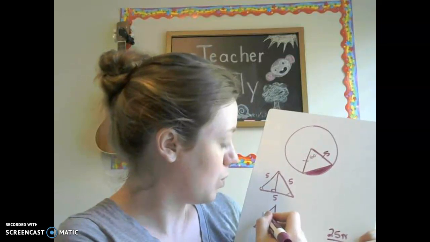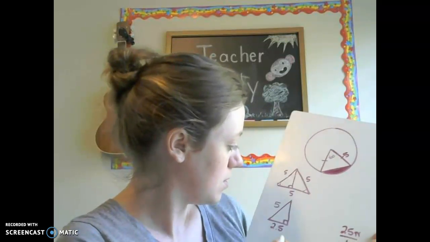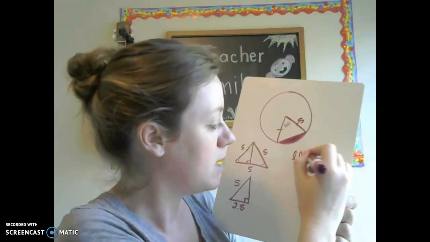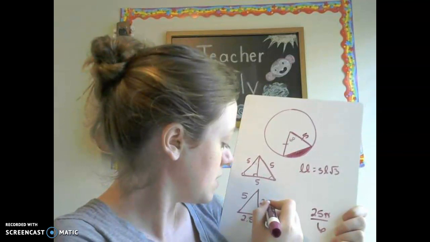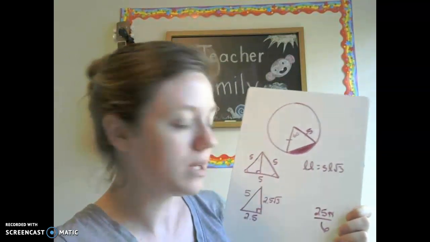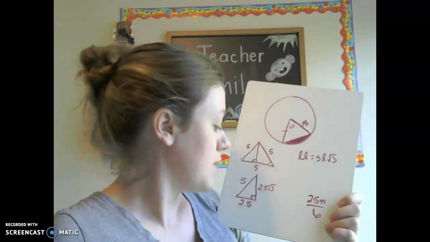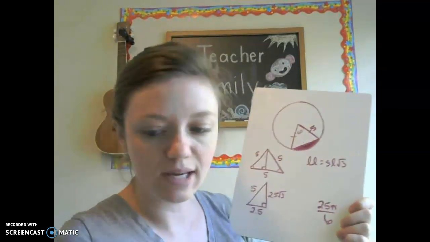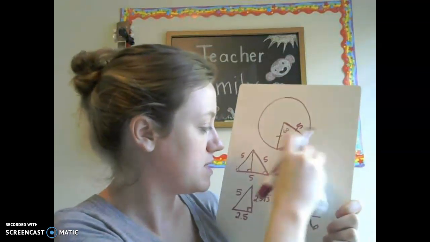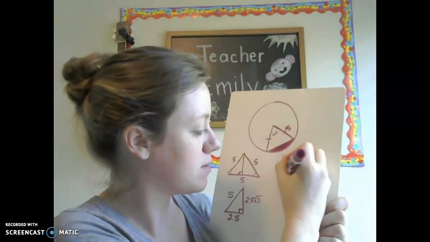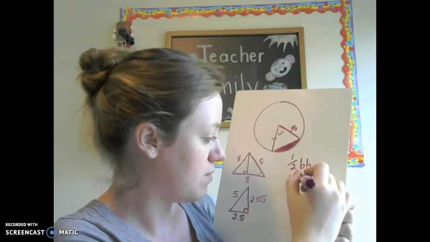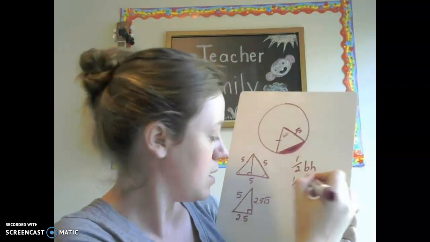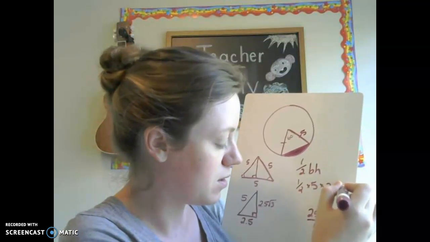And we know the hypotenuse is 5. So we need to find the long leg. If you remember, the long leg equals the short leg times the square root of 3. So 2.5 times the square root of 3 is the height. Now to find the area of a triangle, we need to take 1/2 the base times height. So 1/2 of 5, and then the height was 2.5 times the square root of 3.